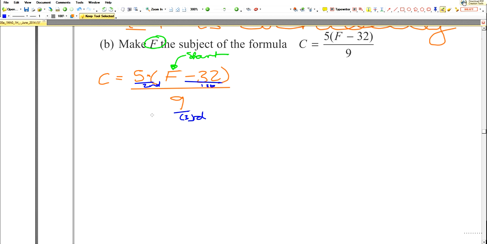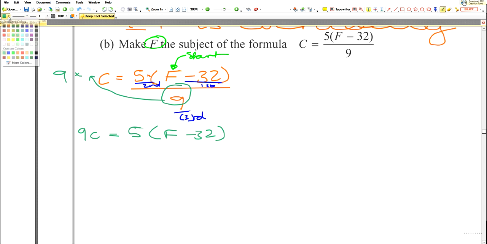Now, once we've labeled what's actually happening to the F, we now need to solve it by doing them in reverse order. Whenever you solve, we do in reverse order. So the opposite of divide by 9 is times by 9. So in the next line down we have 9C is equal to 5 bracket F minus 32.